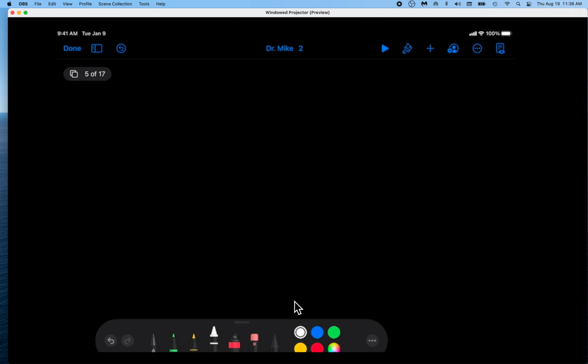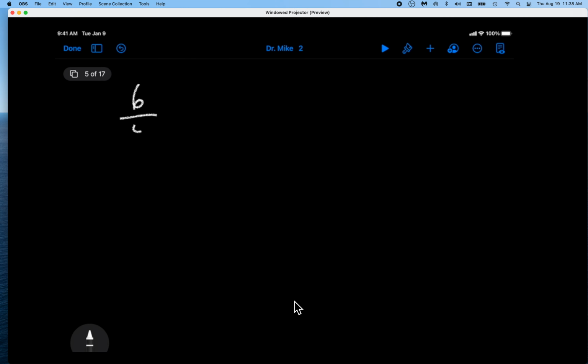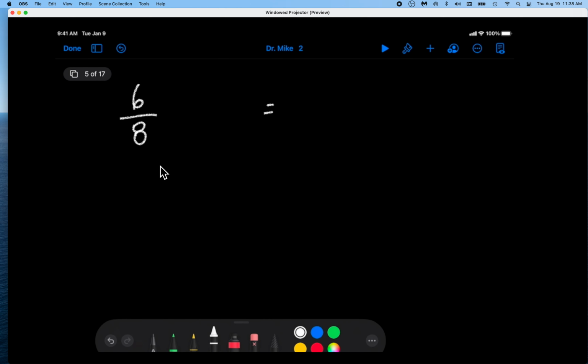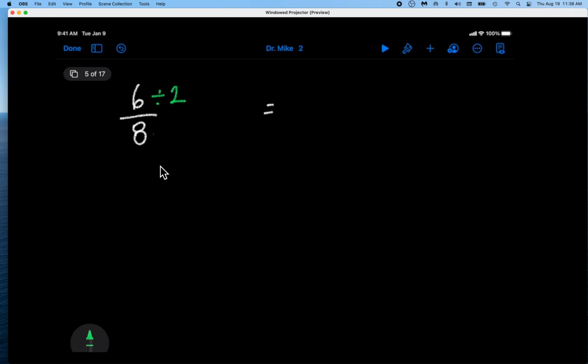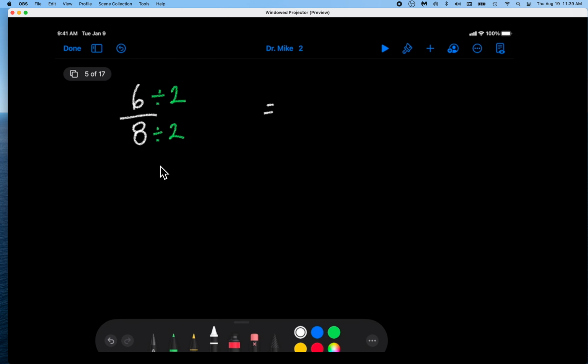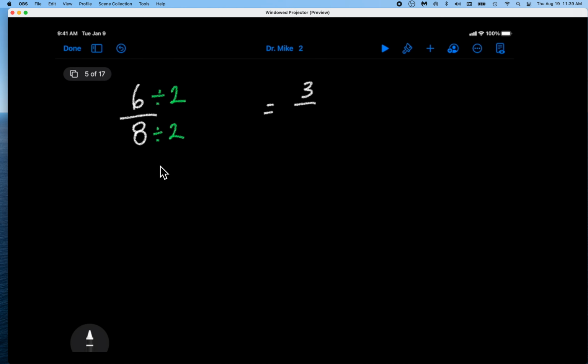Let's look at this fraction here and talk about how to reduce it. We need to find a number that divides into 6 and into 8 evenly. The first thing I notice is that they're both even numbers. And when you have even numbers, I suggest you try 2 as your green number. If we do that, 6 divided by 2 is going to give us 3. 8 divided by 2 is going to give us 4.